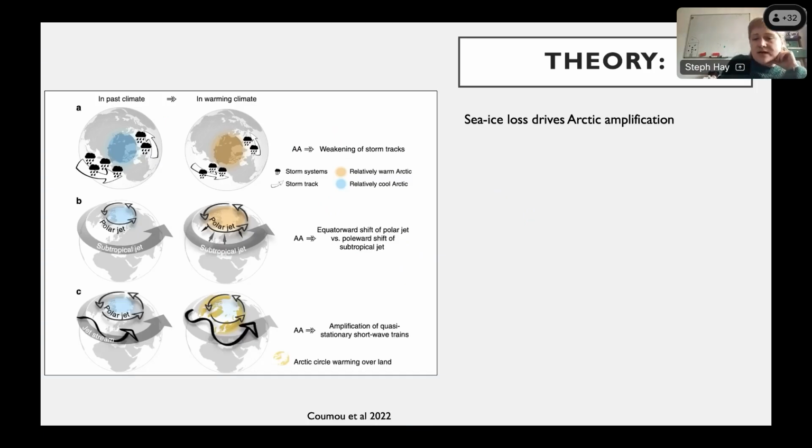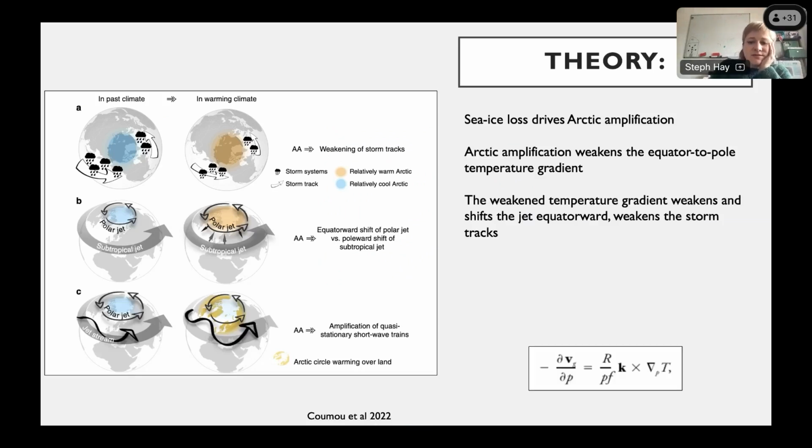So just a quick idea on the theory here. We have sea ice loss driving Arctic amplification, which weakens the equator-to-pole temperature gradient. And then that, through the thermal wind equation, would shift the jet equatorward, weaken the jet, and weaken the storm tracks. That's kind of shown in this schematic on the left here. The left-hand side shows a past cold climate, and the right is a warmer climate. And you get this weakening of the storm tracks and this shift in the jet.